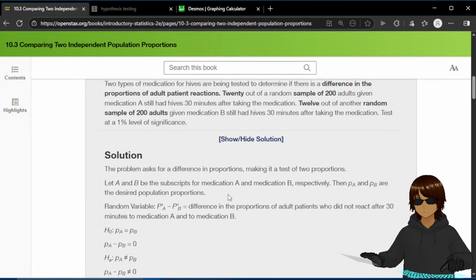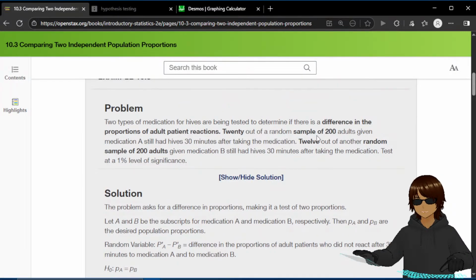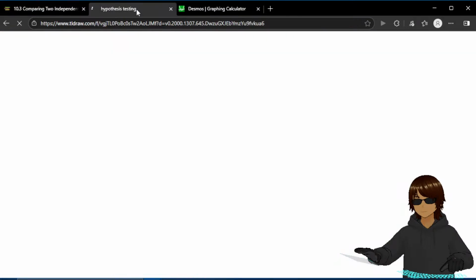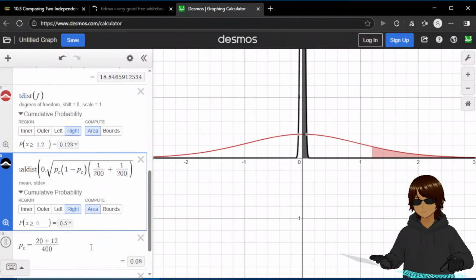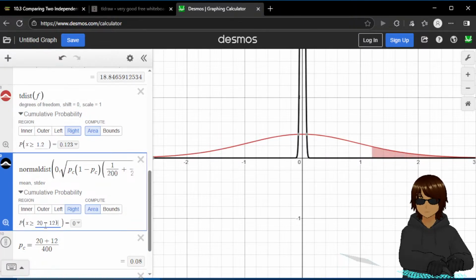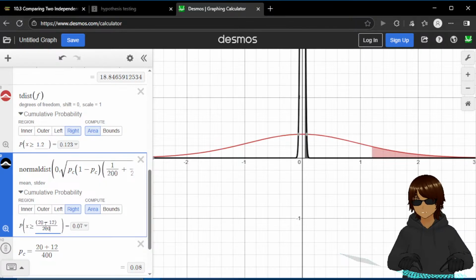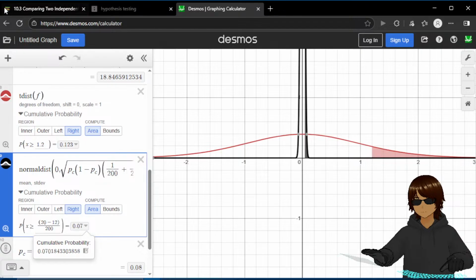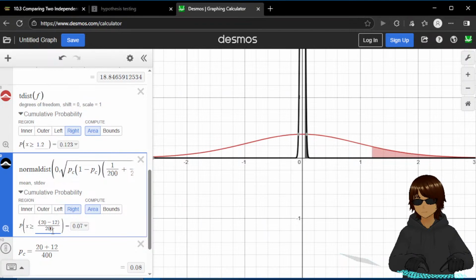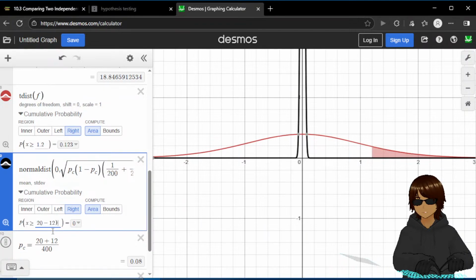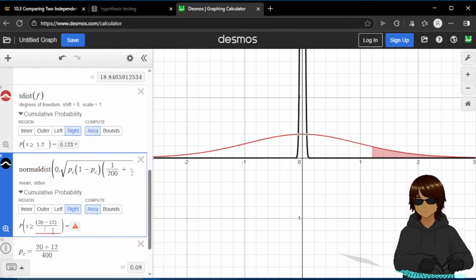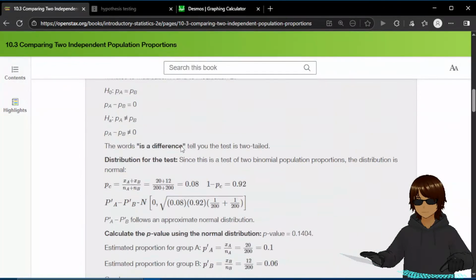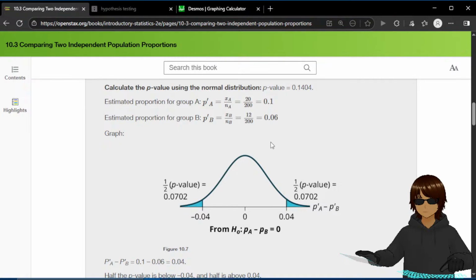So is it 20 over 200 minus 12 over 200? Is it that? 20 minus 12 over 200. 0 point. I have no clue where they got the P value from.